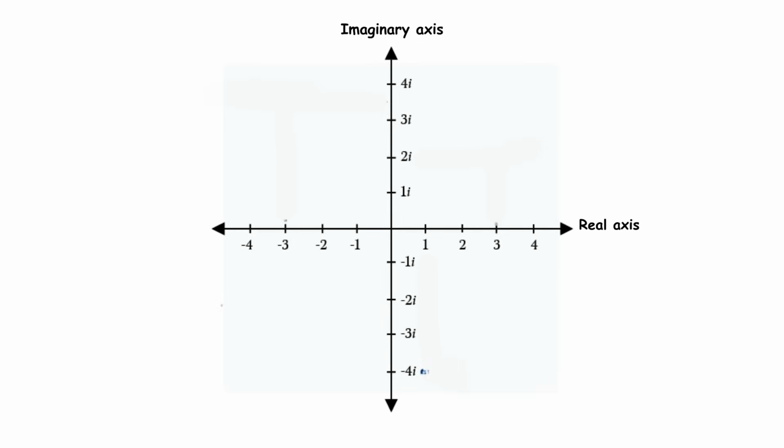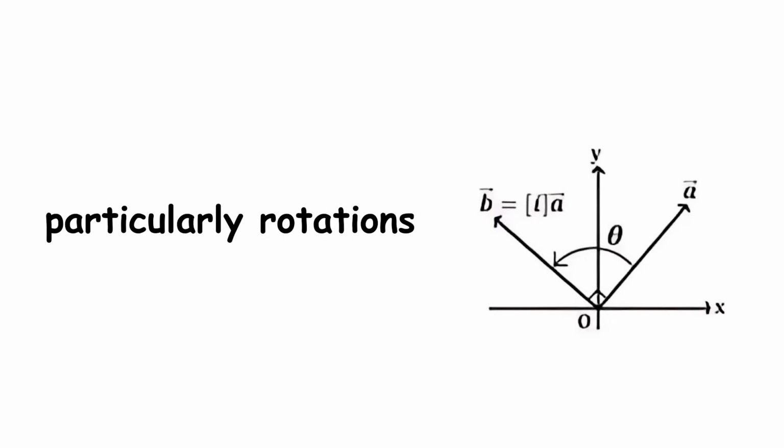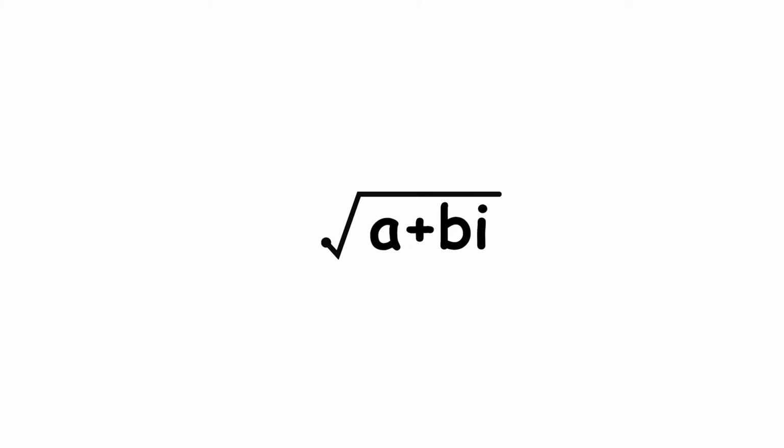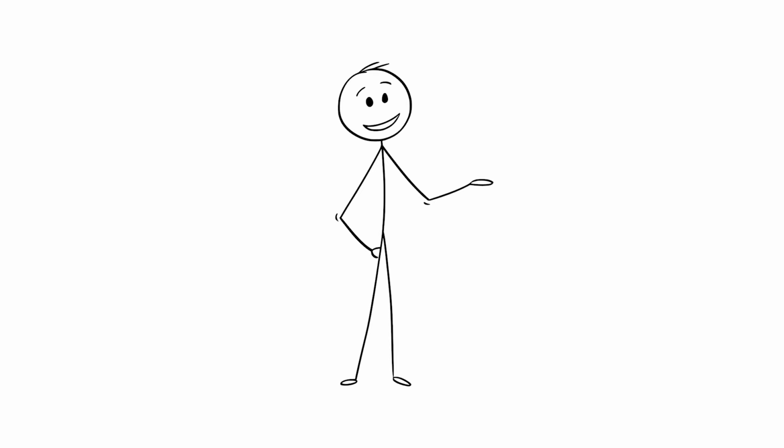Complex numbers can be represented within this plane, known as the complex plane. Complex numbers are useful for modeling a wide array of phenomena, particularly rotations, which can be modeled by complex number multiplication. And yes, every complex number has a square root that is also a complex number. So our journey is finally complete.